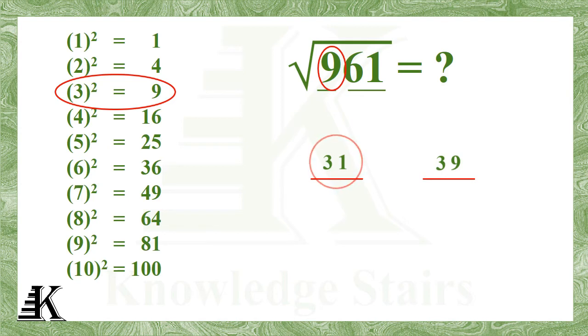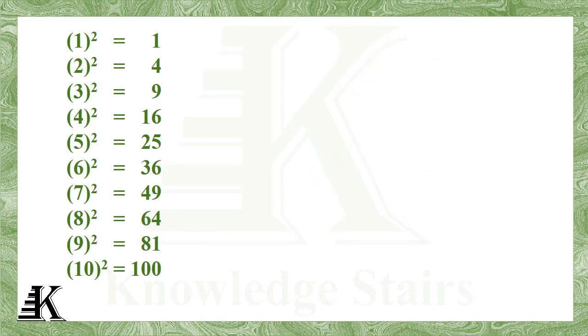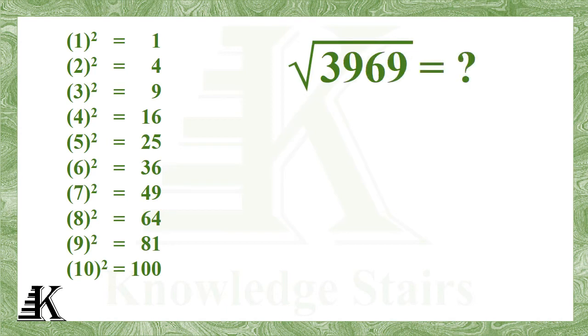Let us take a 4-digit number, 3969. Now again, first of all we will make the pairs of two numbers from the last. Now we have two pairs of two numbers each. One is 69, the other is 39.